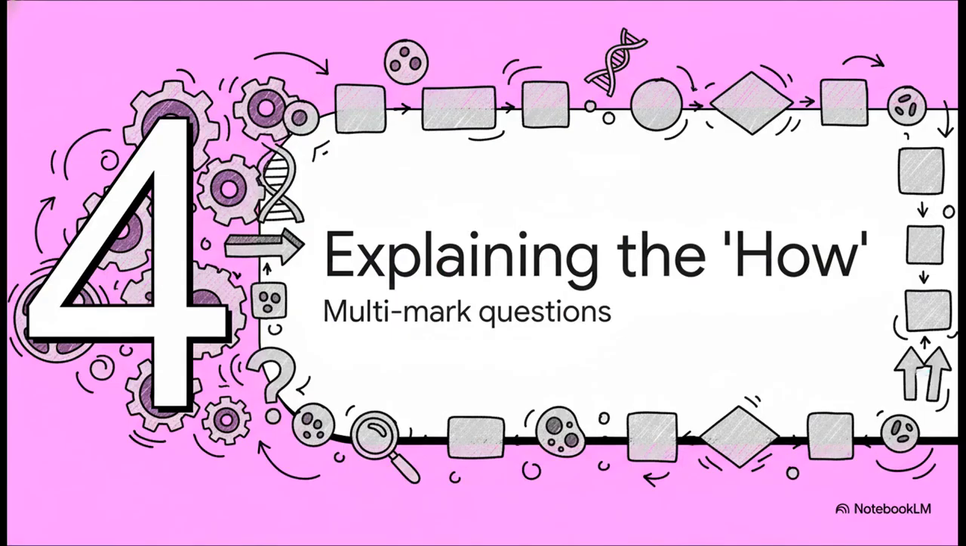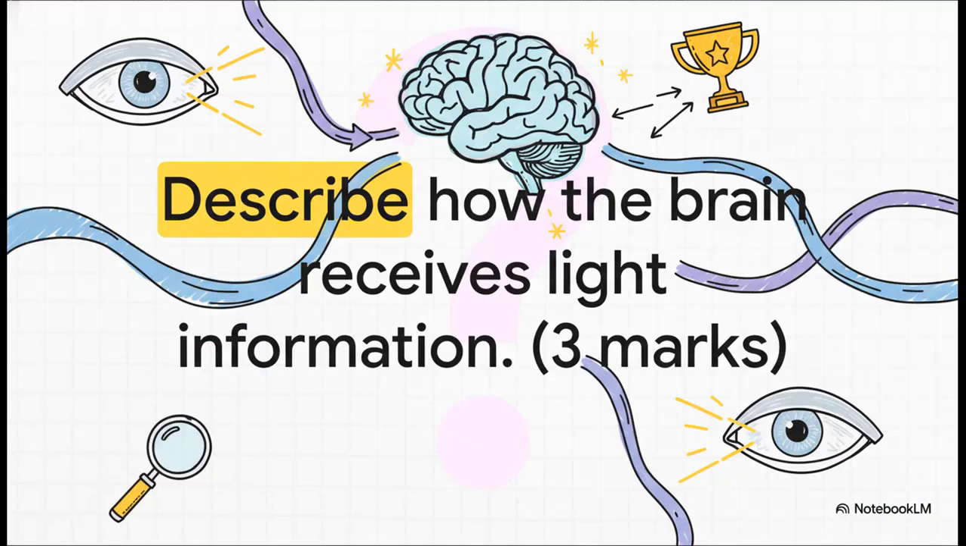Okay, with those easy recall marks safely banked, let's level up. On to section 4, explaining the how. These are the questions where you can't just state a fact, you've got to describe a whole process. So here we go, question 6.4, worth 3 marks.